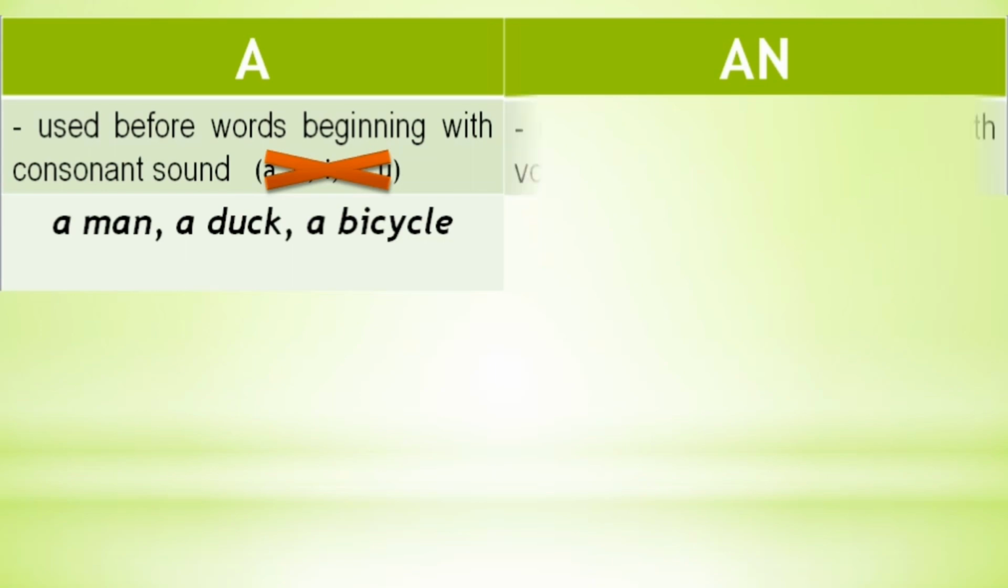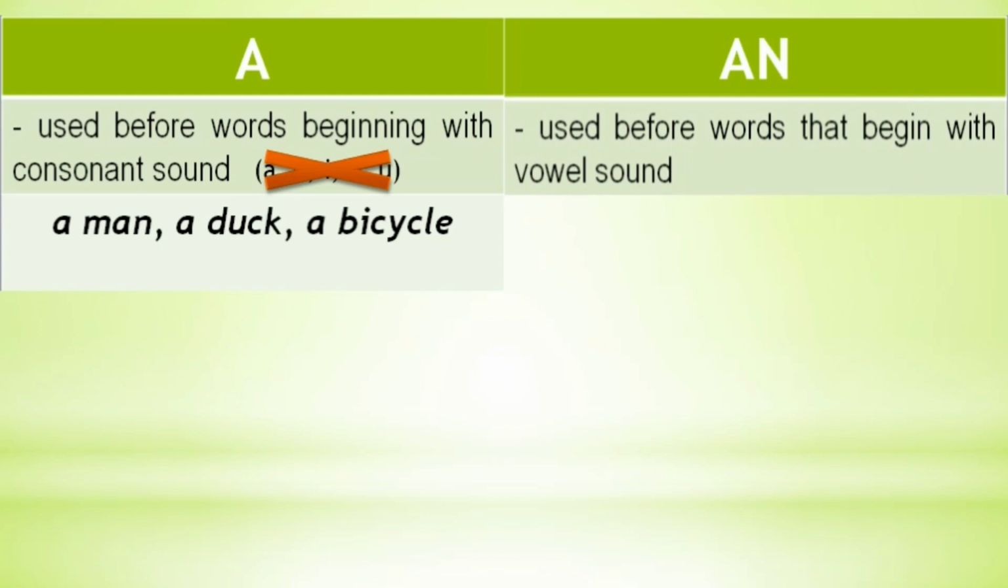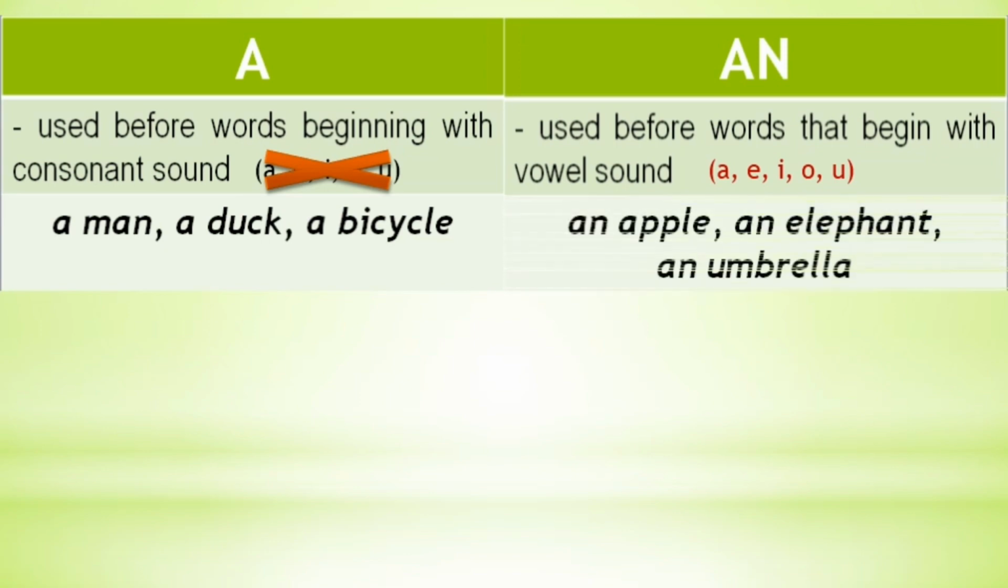On the other hand, we use "an" before words that begin with a vowel sound. So when we say vowel sound, we have A, E, I, O, and U. So those are our vowel sounds. We have here examples: an apple, an elephant, an umbrella. So A in apple, E in elephant, and U in umbrella are what we call vowel sounds.